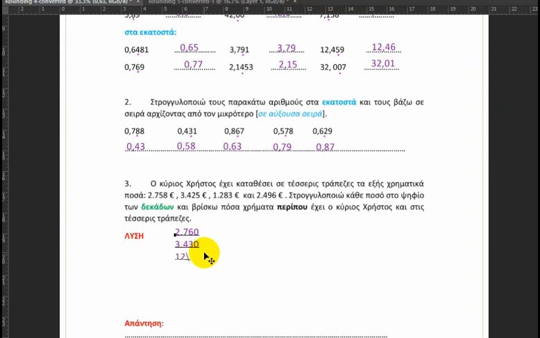Then 1,283 rounded to the tens will become 1,280 because 3 is a small number. And lastly, 2,496. We want to round to the tens. 6 is a big number, so it's going to make 9 become 1 greater, which is 10. So this turns to 0 and carries over to the 4, which becomes 5. So we get 2,500. And now we need to add all of this.